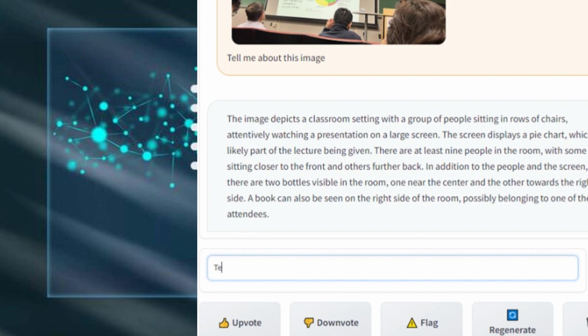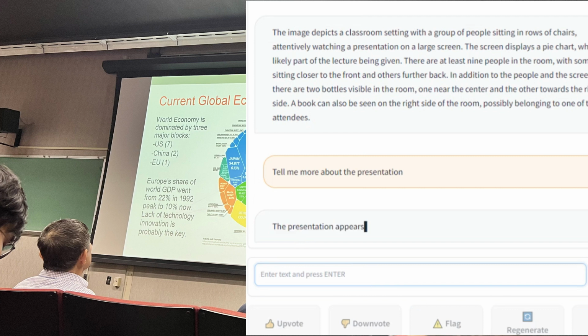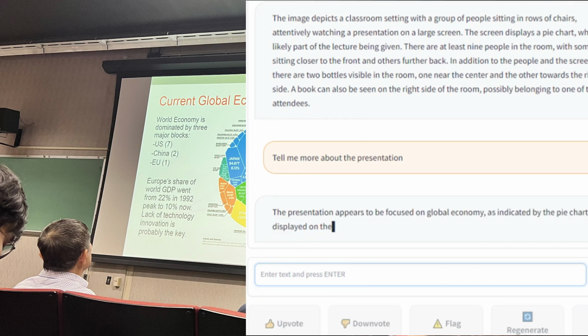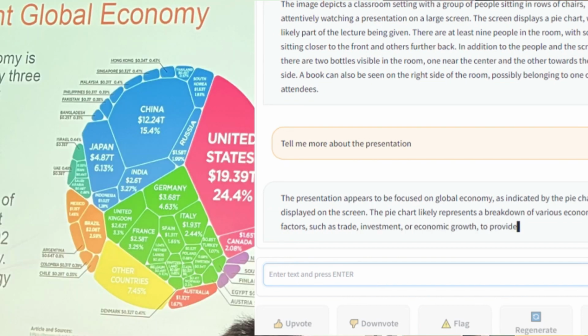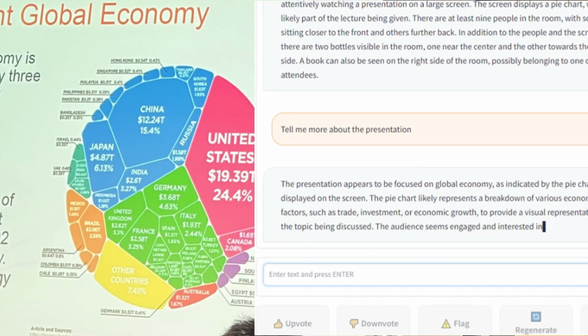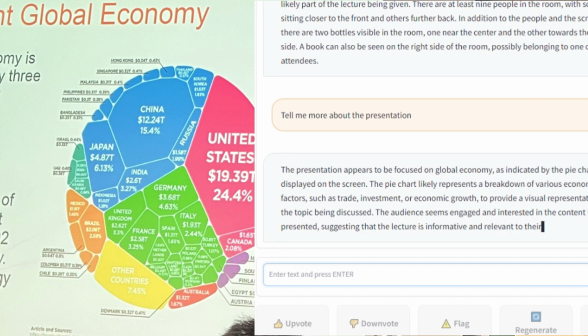But I am getting ahead of myself. Let's continue with the test. Tell me more about this presentation. The presentation appears to be focused on global economy, as indicated by the pie chart. The pie chart represents a breakdown of various economic factors, such as trade, investment, or economic growth.